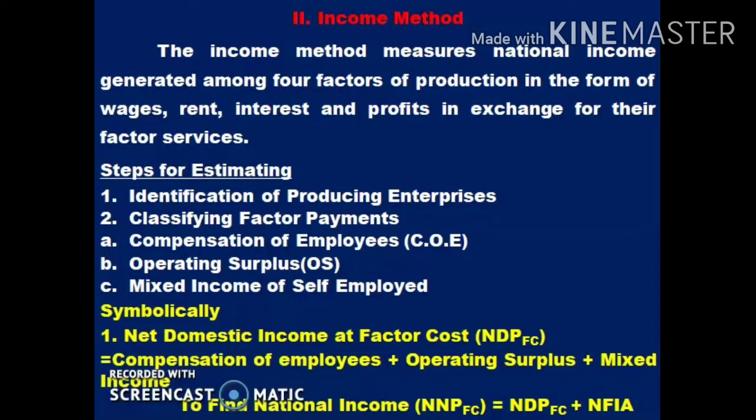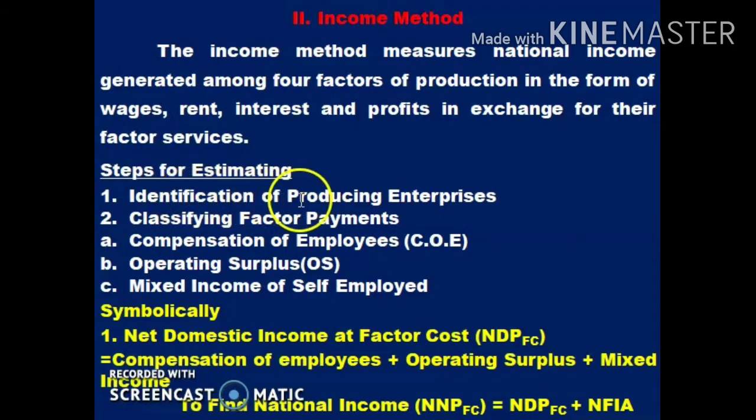So we will be discussing here about the income method. What is the income method? The income method measures national income generated among 4 sectors of production in the form of wages, rent, interest and profit in exchange for their factor services. The steps for estimating it are identification of producing enterprises and classifying factor payments.